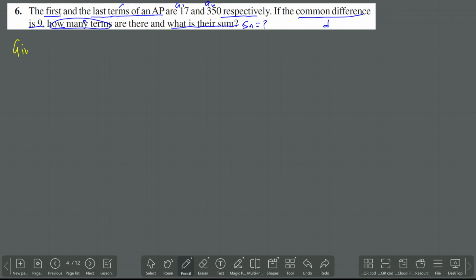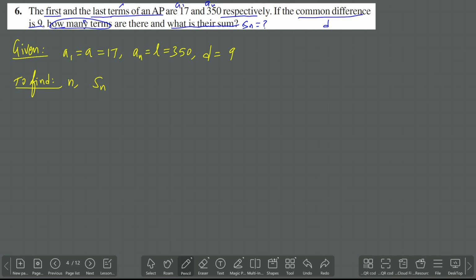So in the given, I'm writing first term. First term in the sense A1, that is 17, and AN, it's given 350, and common difference they said 9. How many terms? N we have to find, and their sum we have to find. Two things we have to find. Is it okay, children? Right. Now we are moving on.